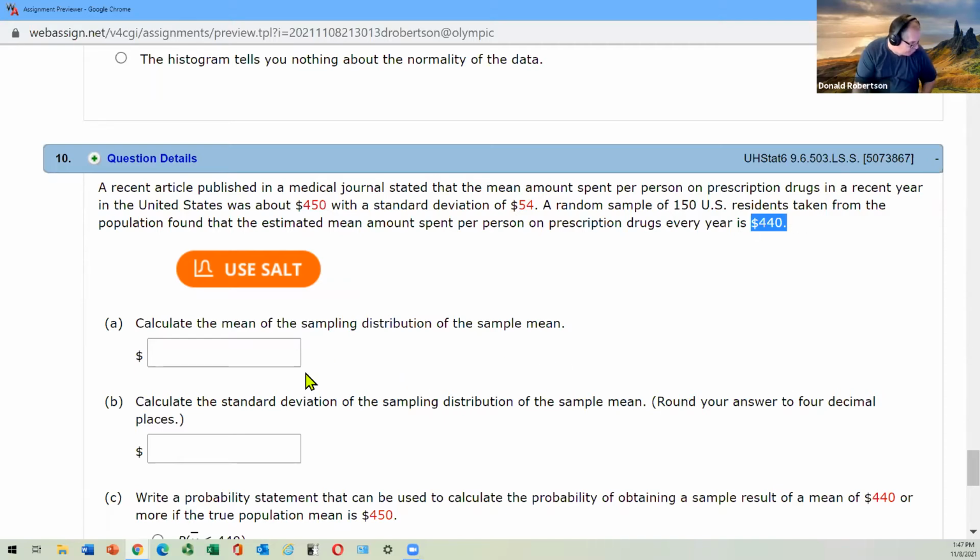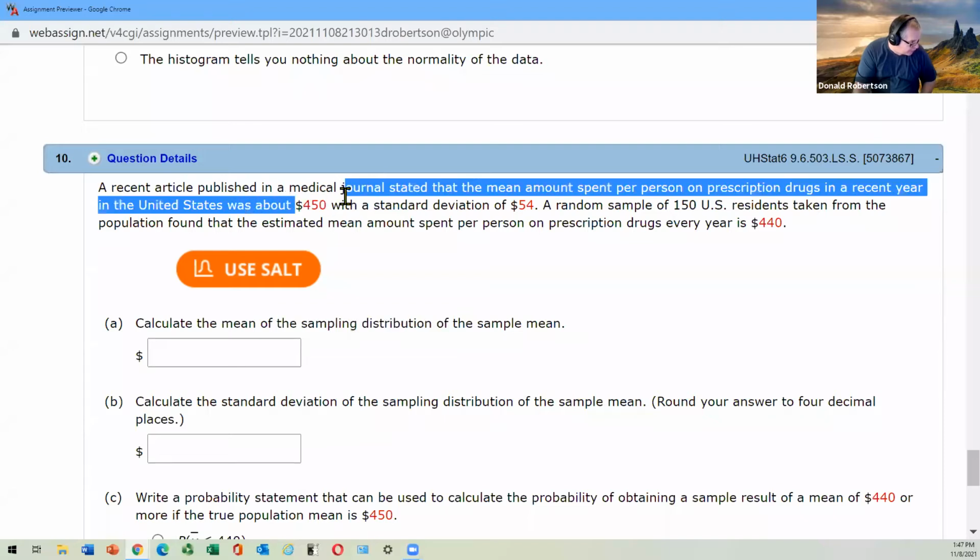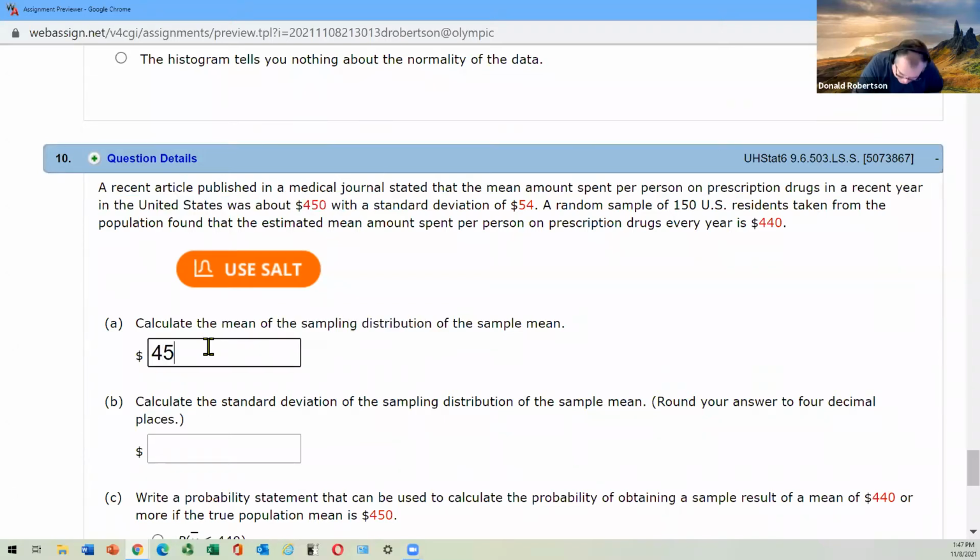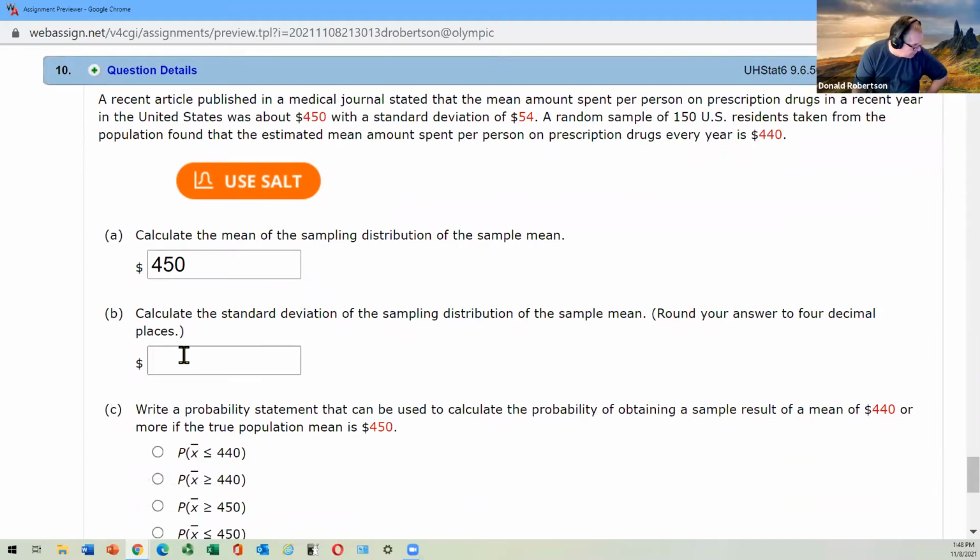So when they ask you to calculate the mean of the sampling distribution, you are going to use that number there, 450. Not the sample, but that guy. So how do we know? If they tell me both the population and the sample, pick the population, it's better. Now calculate the standard deviation. That's going to be 54 divided by the square root of how many people? 150. 54 divided by the square root of 150.